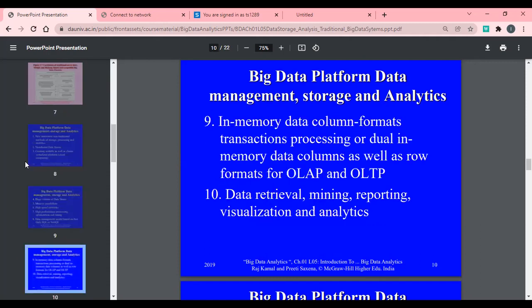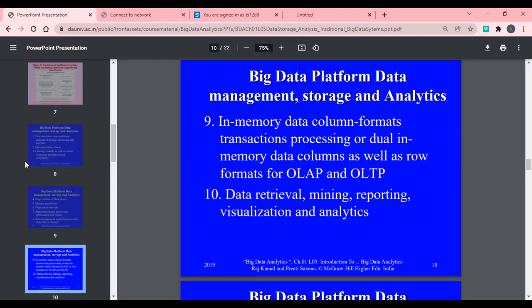The next one is big data platform data management and storage analytics. In-memory data column formats, transaction processing, dual in-memory data columns as well as row formats, OLAP, OLTP. These are possible for big data analytics. Data retrieval, mining, reporting, visualization, and analytics. Retrieval means we are retrieving the data we stored. Mining means we are taking what we want. That type of data only we are going to take.